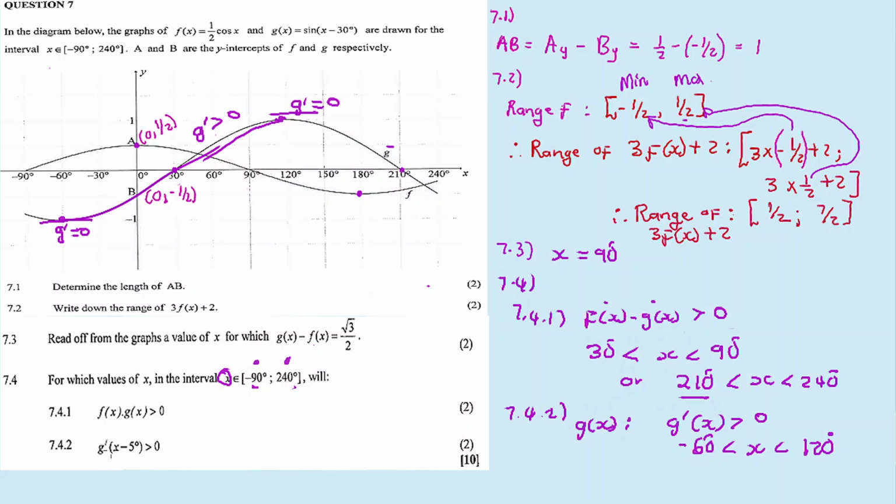So in order to find g prime of x minus 5 degrees, I must add 5 degrees to minus 60 degrees, and here I also add 5 degrees. Because we know that x minus 5 degrees shifts my graph to the right. So here we are adding, because I'm moving to the right, I'm adding to the x values. If it was a plus, it means I would subtract. So we are adding 5 degrees: minus 55 degrees less than x less than 120 plus 5 degrees, which is 125 degrees.